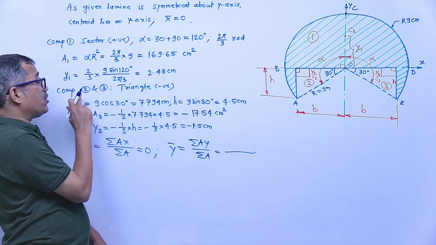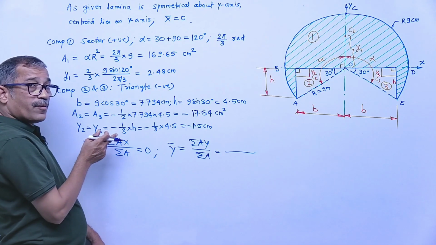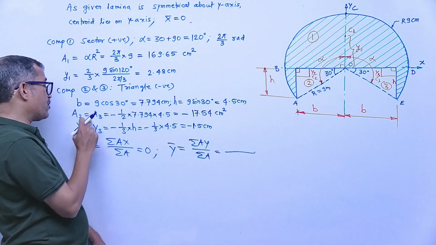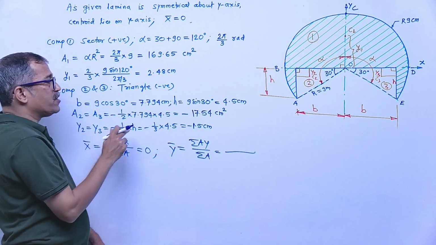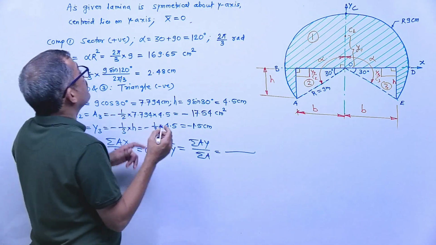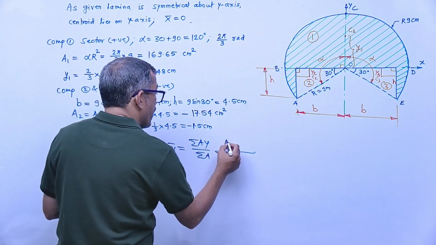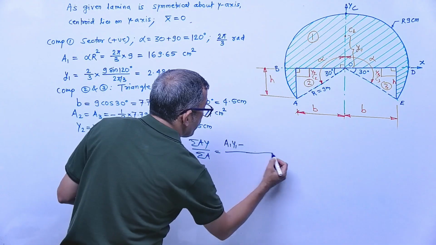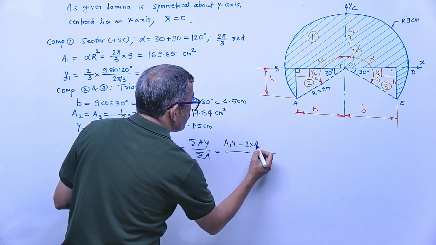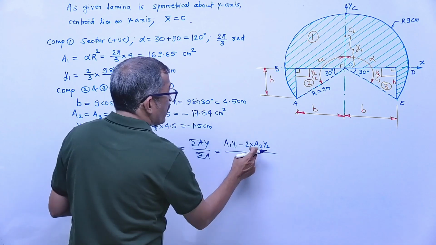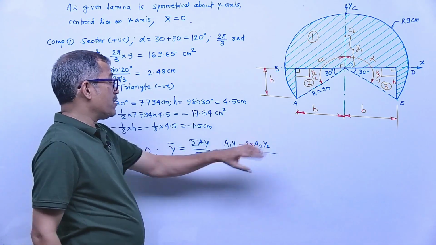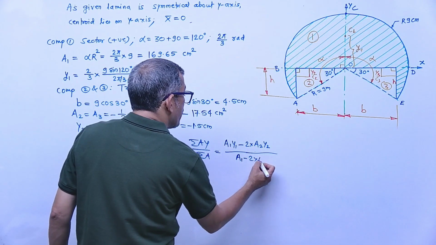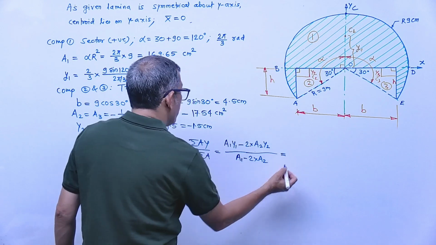Now a2 y2 and a3 y3 are the same, which means we will make it twice. See here, I will write like this: a1 y1, the second term's product will be negative, minus 2 times a2 y2. Why 2 times? Because the a2 y2 and a3 y3 terms are the same. So a1 y1 minus 2 times a2 y2. Find this value.